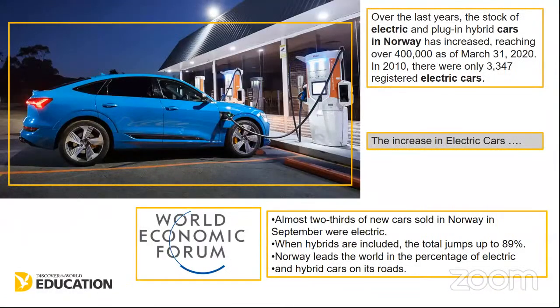Over the last years, the stock of electric and plug-in hybrid cars in Norway has really, really increased. And actually, over the last couple of years, the government set a target of 50,000 electric cars on its roads by 2017, and they reached that in 2015, so they were way above. They've now got over 200,000 pure electric cars and over 400,000 hybrid cars, so the mix between the two. Really, really quite impressive. Everywhere you go in Norway, there are plug-in areas where you can charge your car. Most homes have got them.